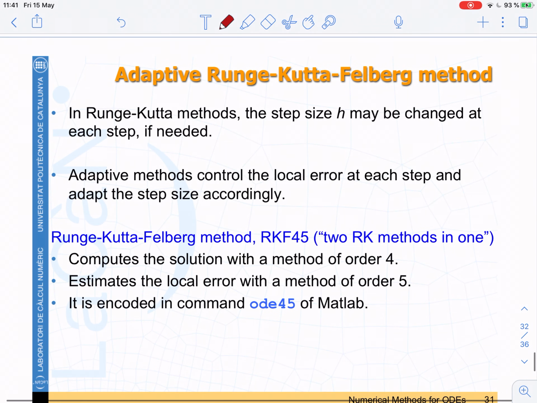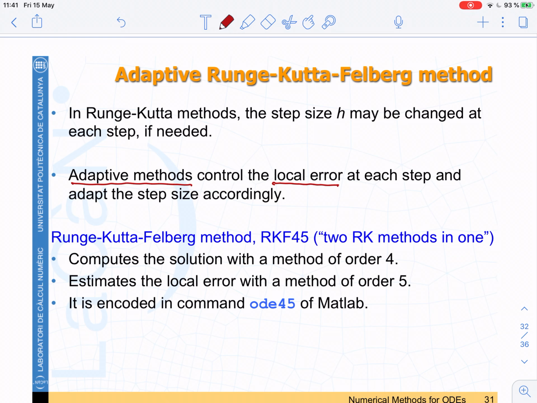Of course, if we want to change the step size, we need a criterion to do so, and what adaptive methods do is to control the local error and adapt the step size accordingly.